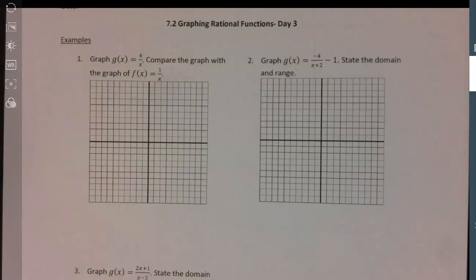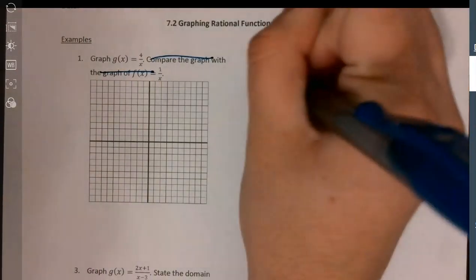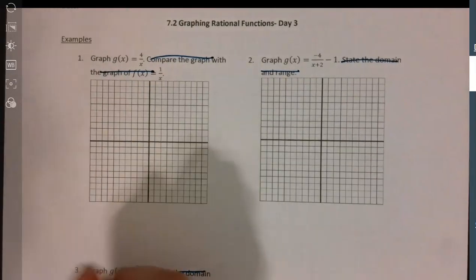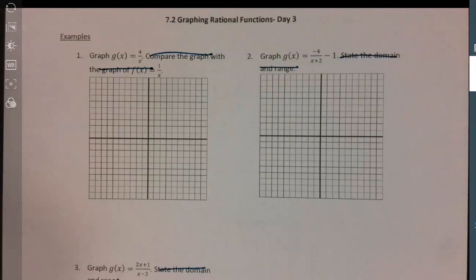Okay, so we're on to day 3. We are graphing it, and I don't want to do any of these things. I don't know why I left these instructions on. We should just be graphing the equations that we had from before. So what I want to do is first start off by graphing my asymptotes.